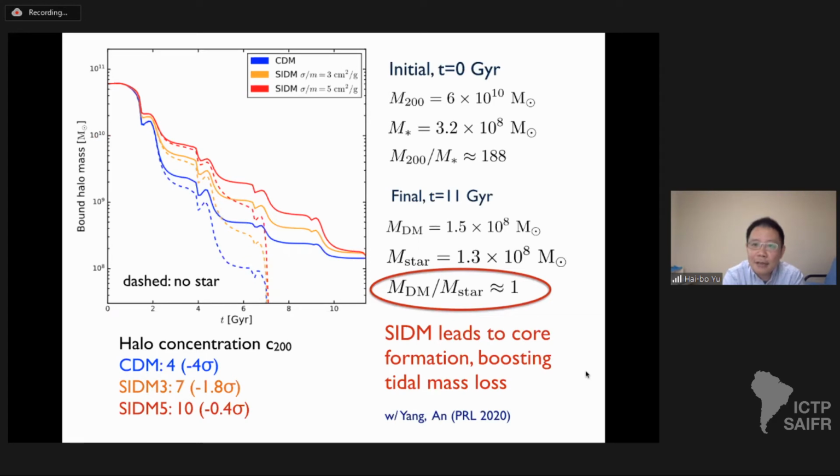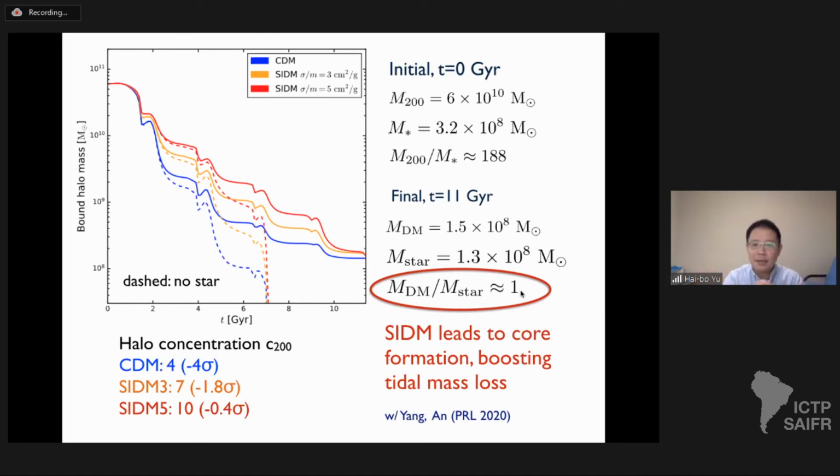The tidal interactions between the satellites and the elliptical galaxy can reduce the mass of these two ultra-diffuse galaxies. We model this by using N-body simulations. For example, for the initial halo mass, we take 6 times 10^10 solar masses, and the stellar mass is 3.2 times 10^8. The ratio is about 200, right? This is the initial condition. You put in the tidal field, you let it evolve, and you can see that the halo mass is reduced by a factor of 400, and the stellar mass is reduced by a factor of 2. So if you take the ratio, it's about 1, right?